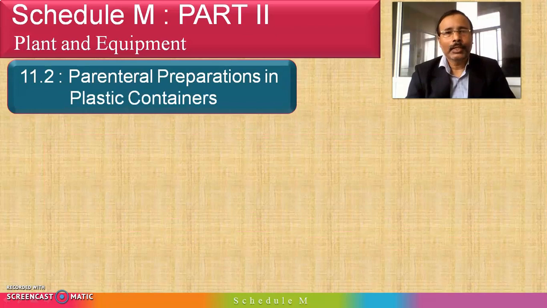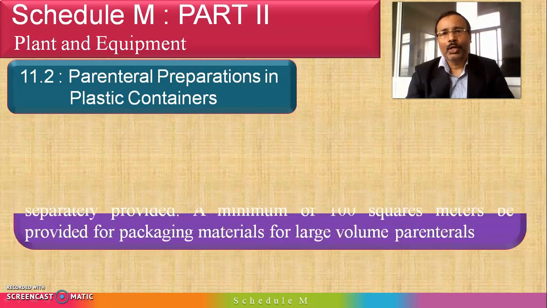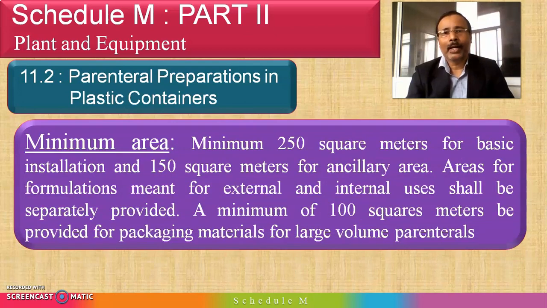And now lastly check out 11.2, that is parenteral preparation in plastic container. Now check out the minimum area which is required for parenteral preparation in plastic container, that is a minimum of 250 square meters for basic installation and 150 square meter for ancillary area. Area for formulations meant for external and internal uses shall be separately provided. A minimum of 100 square meter shall be provided for packaging material for large volume parenterals. So this is the area required for the parenteral preparation in plastic container.